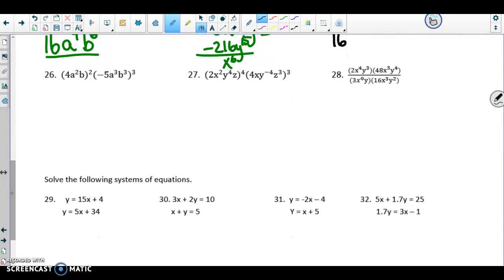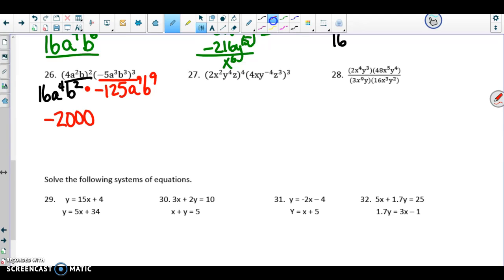All right, so 26. I've got some squareds and cubes on the outside and then going to go from there. So if I just focus on that right there, I'm going to have 16, a to the 4th, b to the 2nd. And then if I focus on this, I'm going to end up with negative 125 because negative 5 times negative 5 times negative 5 would be a negative. And then a to the 9th, b to the 9th. Remember, we're multiplying here. So now I'm going to take out my handy dandy calculator and multiply 16 times 125, which I'm trying to do here, is negative 2,000.